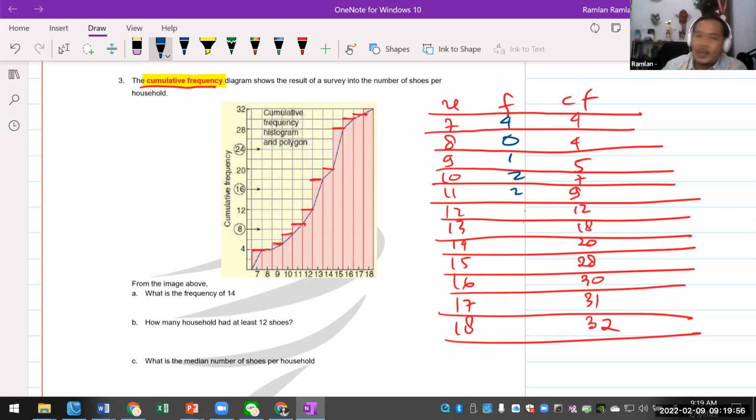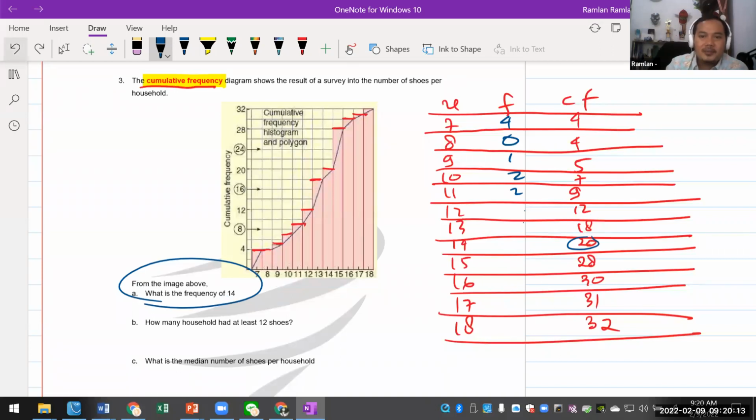And then you can answer this question. If I ask how many is the frequency of 14, it's quite easy because you only need to subtract 20 by 18, which is 2, right? The frequency of 14 is 2, right? Because again, you only need to subtract that.